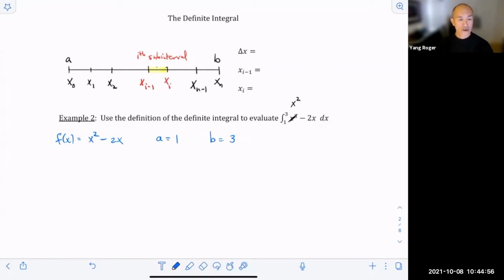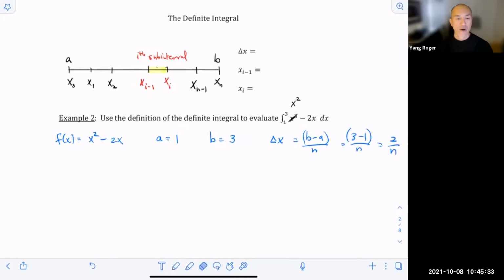So what I want to do is approximate the area with rectangles, but then I'm going to take the limit as the number of rectangles goes to infinity. The width of my rectangle is always going to be delta x, and that's equal to (b minus a) over n. A lot of my other examples started at 0, so life was easy. This one is a little bit more complicated. This one starts at 1 and ends at 3. So this is (3 minus 1) over n, which is 2 over n.